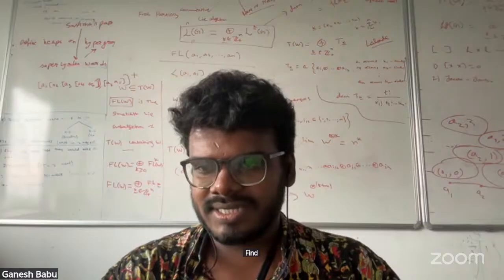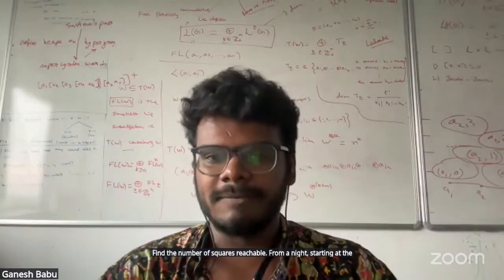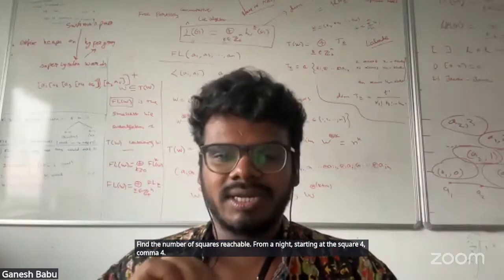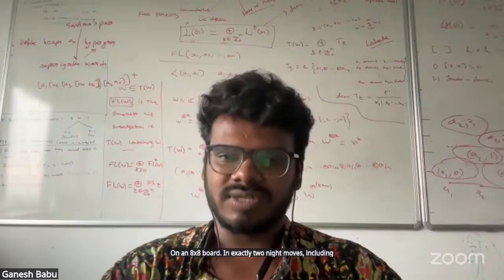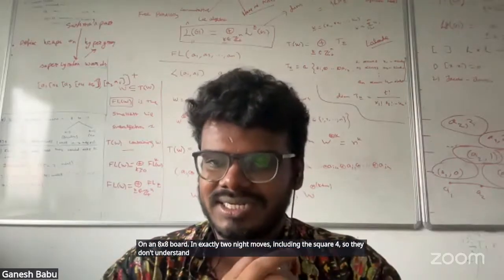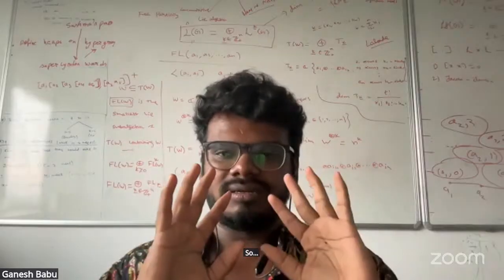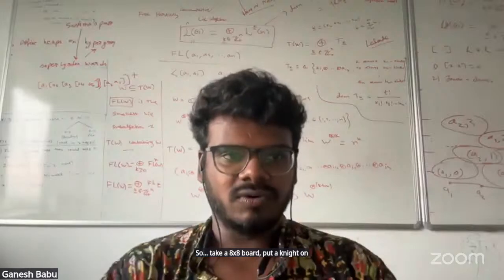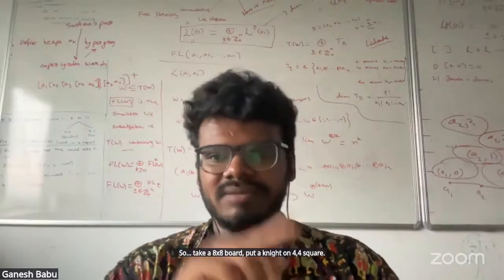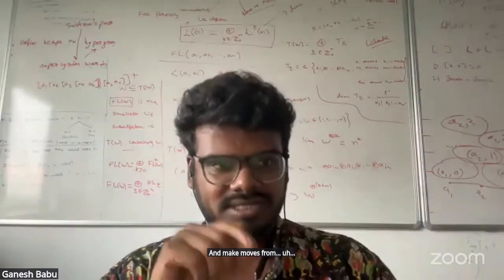Find the number of squares reachable from a knight starting at the square 4, 4 on an 8x8 board in exactly 2 knight moves, including the square 4, 4. So they don't understand the question, it seems. So take an 8x8 board, put a knight on the 4, 4 square and make moves from the square using this knight.